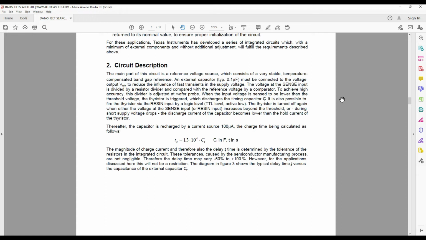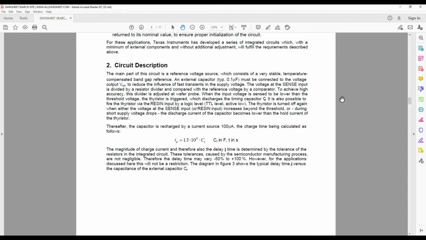Thereafter, the capacitor is recharged by a current source, 100 microamps, the charge time being calculated as follows. The magnitude of the charge current, and therefore also the delay time, is determined by the tolerance of the resistors in the integrated circuit. These tolerances, caused by the semiconductor manufacturing process, are not negligible. Therefore, the delay time may vary from negative 50% to plus 100%. However, for the applications discussed here, this will not be a restriction.